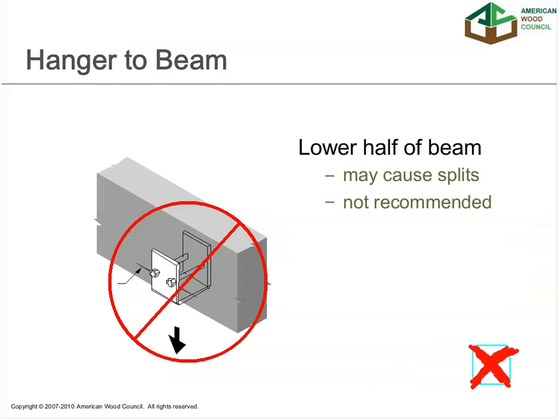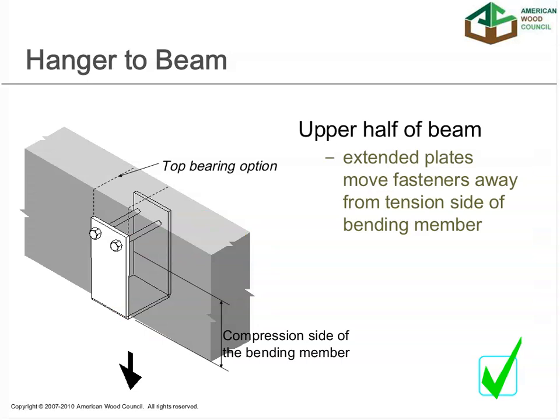Another example of a connection that can cause tension perpendicular to grain stresses is hanging a load off the bottom of a beam in the tension zone. And again, this is not recommended because it can lead to splitting because of that tension perp stress in the wood member. A better solution would be to try and get that connection up in the compression side of the bending member, or better yet, create a saddle type hanger over the top of the member to carry the load and not even worry about connections through the member itself.